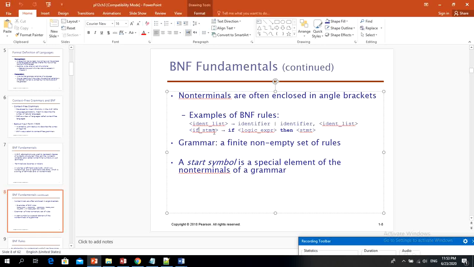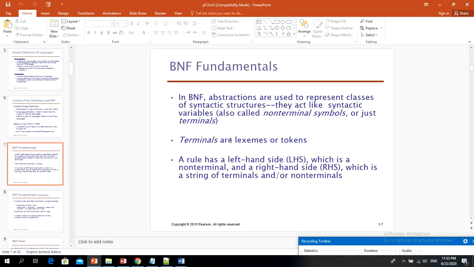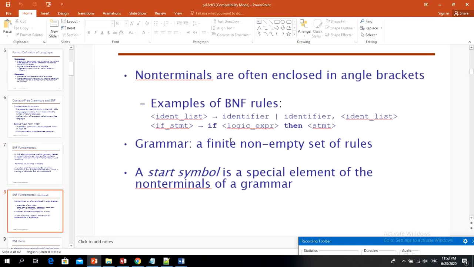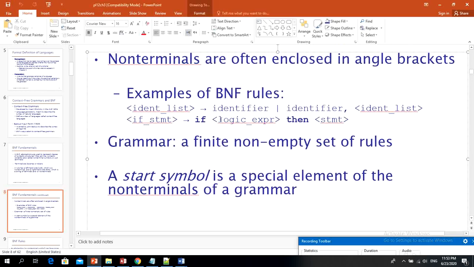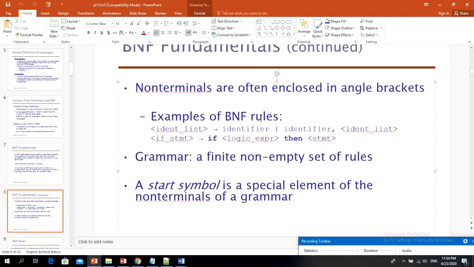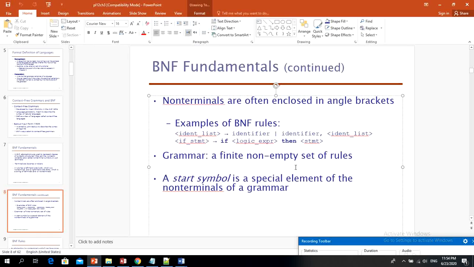So this is the if statement: if logic expression, then statements. That means if the logic expression is true, then a statement follows, following the true evaluation of the if logic. And there is a finite non-empty set of rules, so it could go on and on in the recursion format. There is a start symbol.